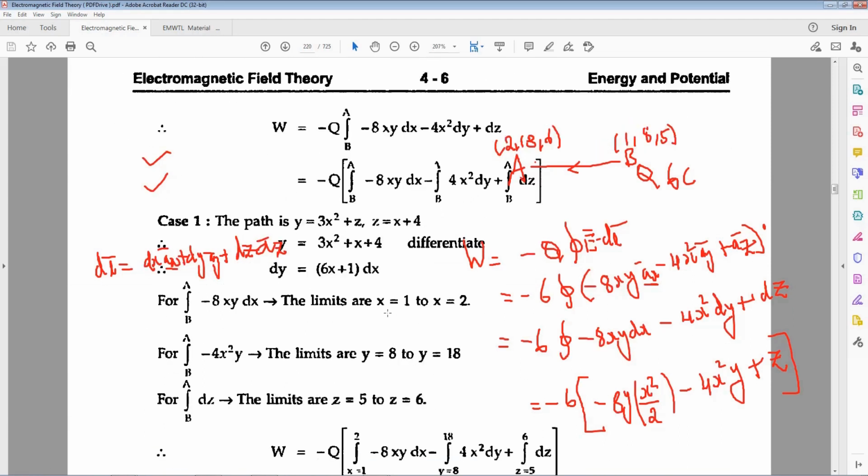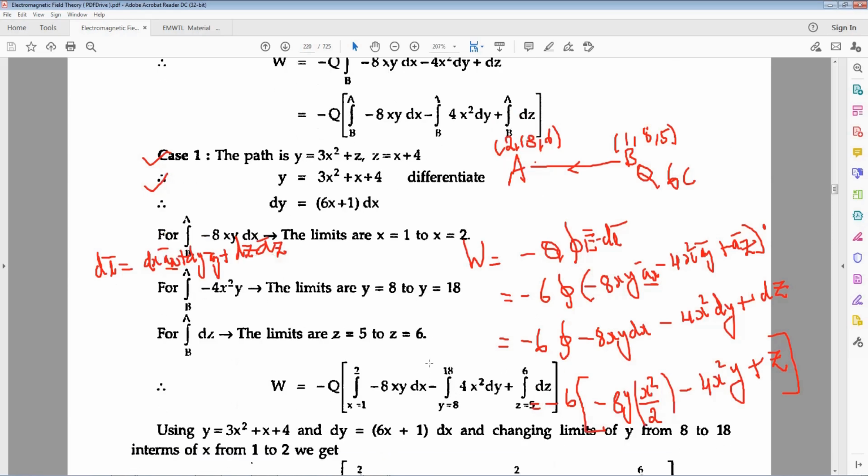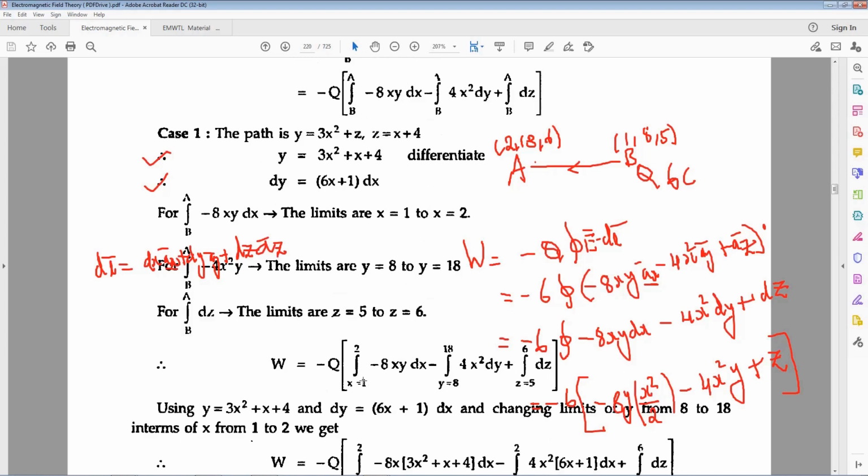So the x value is from 1 to 2, and we can apply that here. Integral of minus 8x into xy, the x value gives x square by 2. And minus 4xy, the integral with y limits 8 and 18. And integral dz, with z limits 5 and 6. Got it, my dear friends? So W is equal to the first integral from 1 to 2, the second integral from 8 to 18, and the third integral from 5 to 6.